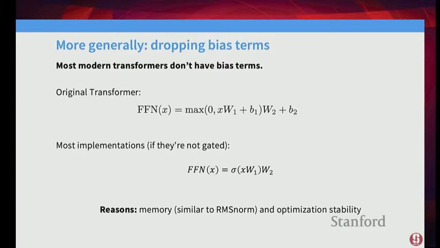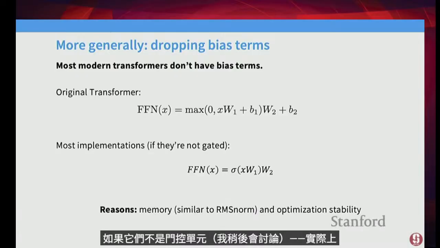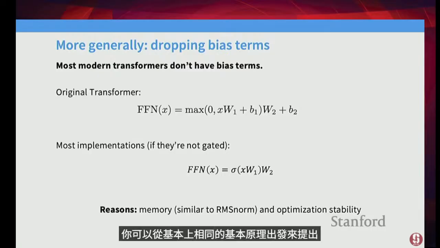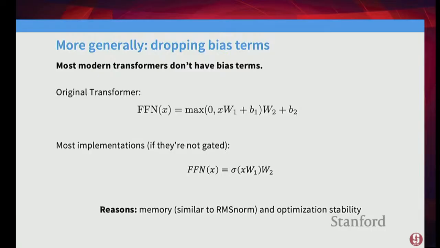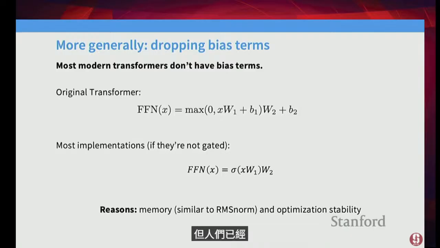The final thing I'll say, which is very much in line with this RMS norm thing in terms of theme, is that most modern transformers do not have bias terms. The original transformer, if you look at the FFN, will look something like this, right? You have your inputs X, you do a linear layer with a bias term, then you ReLU it, and then you have a second linear layer wrapping around it. But most implementations, if they're not gated units, which I'll talk about in a moment, look something like this. They just drop the bias terms. And you can make this argument from basically the same kinds of underlying principles.